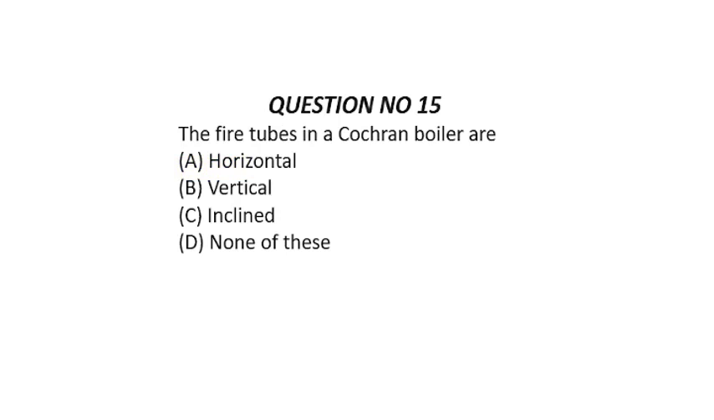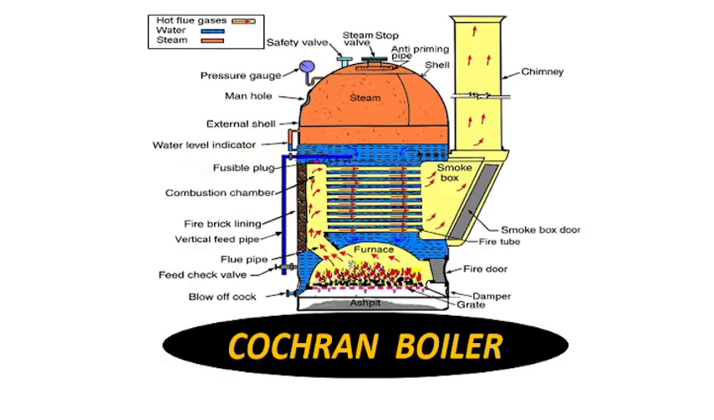Question number 15. The fire tubes in a Cochran boiler are. So in a Cochran boiler, the fire tubes are horizontal. Option A is correct. This is the Cochran boiler. You can see the fire tubes. It is horizontal.